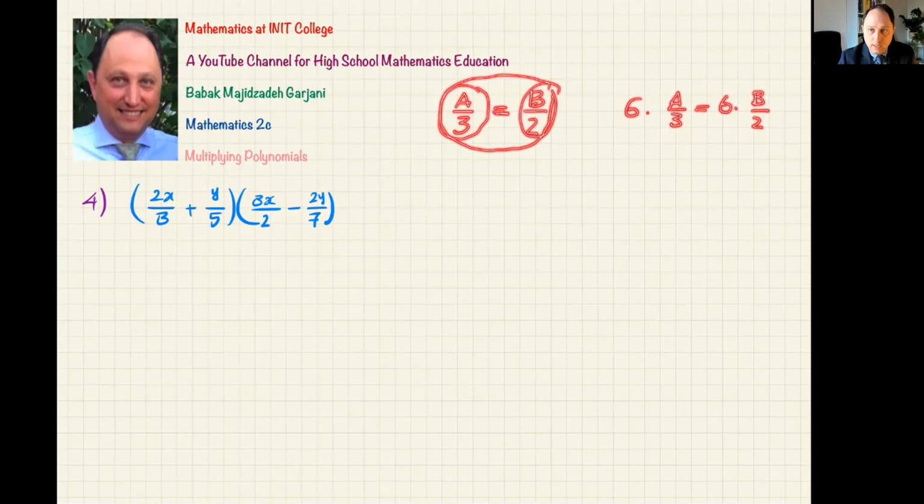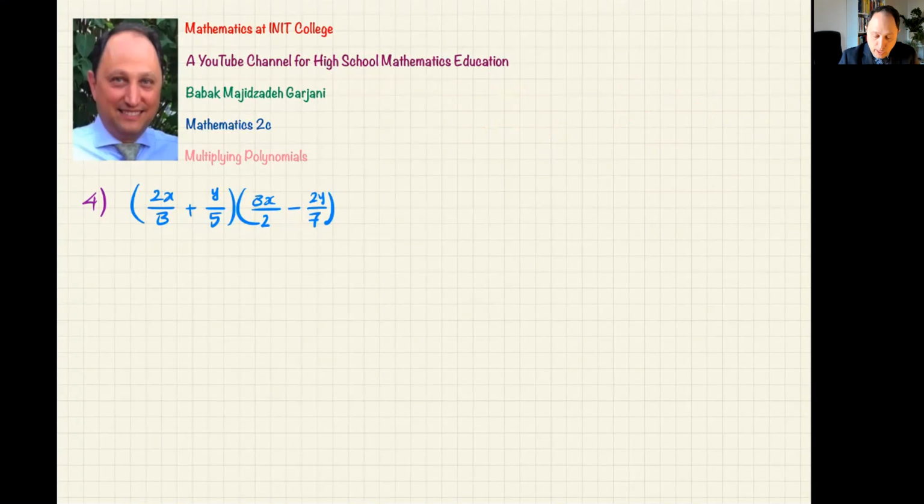Here I can multiply by 6, then 3 and 6 are gone. This becomes 2a, so I will have 2a. On the right hand side, 2 and 6 are gone, I will have 3b. So if you tell me that this equality is legitimate, I can also conclude that this one is also true. This is the meaning.